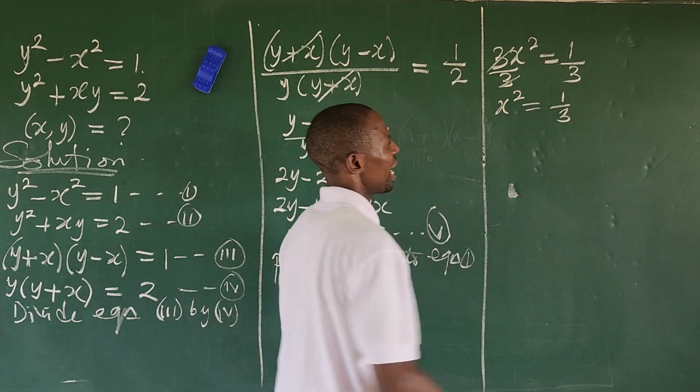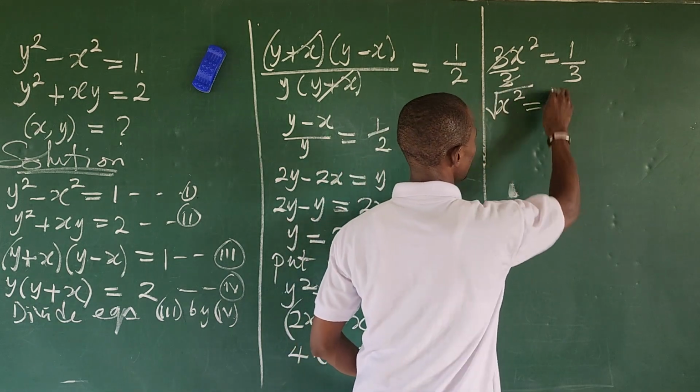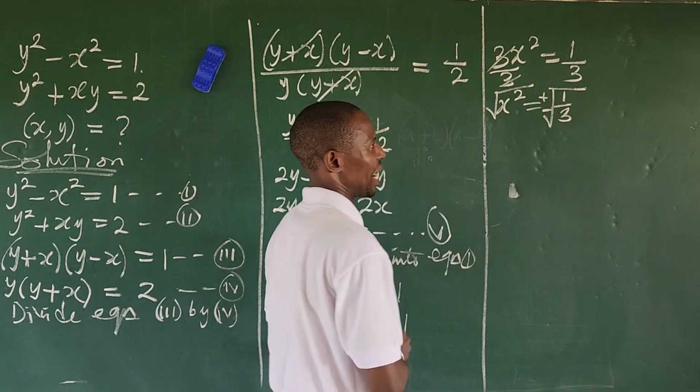At this point, what do we do? Take the square root of both sides. So if we take this, we equally take the square root of this side, and we introduce our plus or minus.